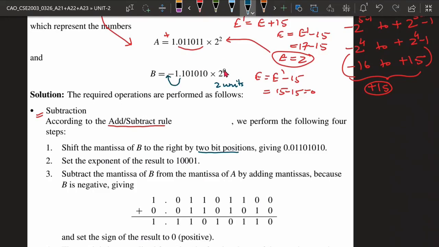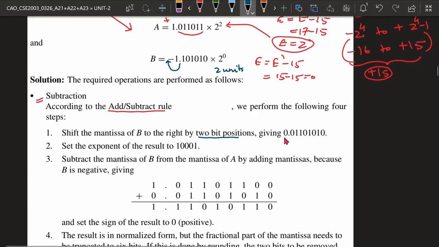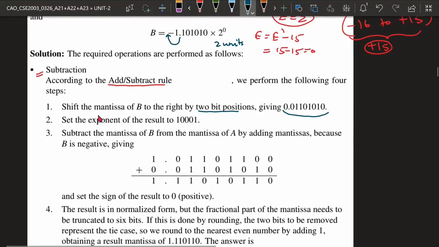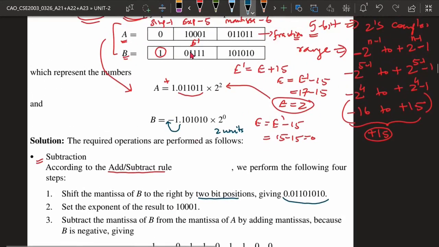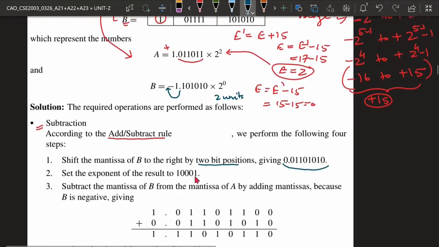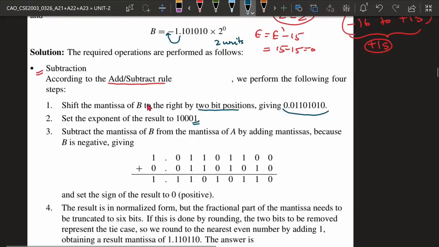So that 2 to the power should increase to 2. Once we shift it, the mantissa will be 0.011011010, and this will be the mantissa, and the new exponent will be equal to the power 2. So 2 to the power 2, with the exponent in excess 15, will be represented by 10001. So this will be the new exponent of the B number. Okay, so once the exponents are equal, now we will be doing the subtraction.